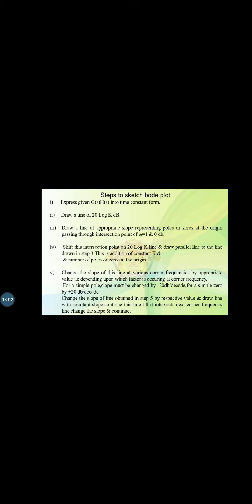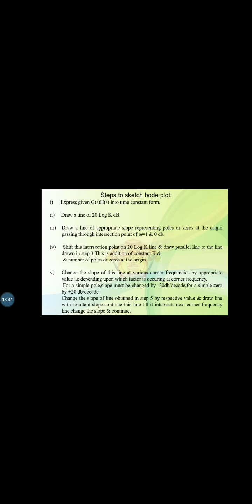Step 3: Draw a line of appropriate slope representing poles or zeros at the origin, passing through the intersection point of omega equal to 1 and 0 dB. Step 4: Shift this intersection point onto the 20 log K line and draw a parallel line to the line drawn in step 3. This is the addition of constant K and number of poles or zeros at the origin. Step 5: Change the slope of this line at various corner frequencies by appropriate value, depending upon which factor is occurring at the corner frequency.